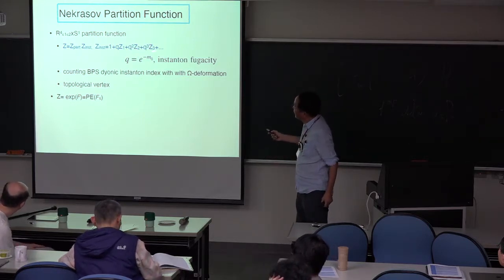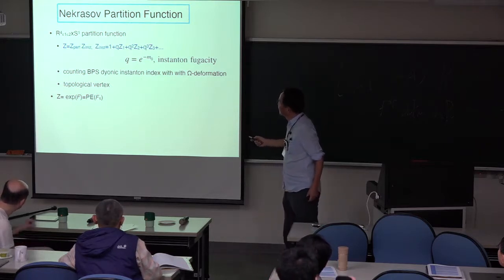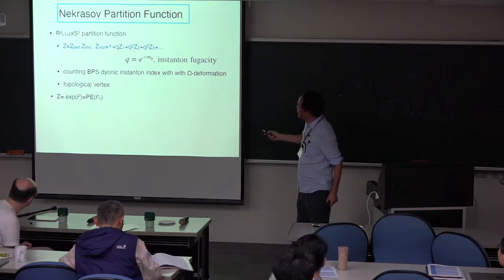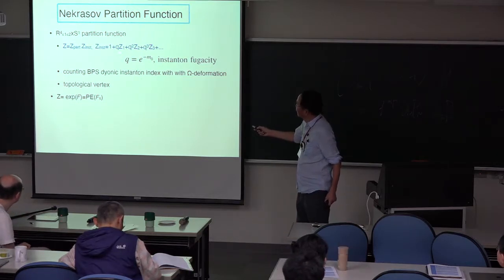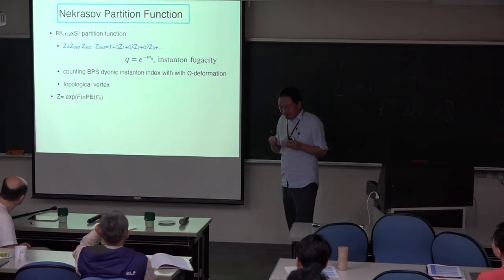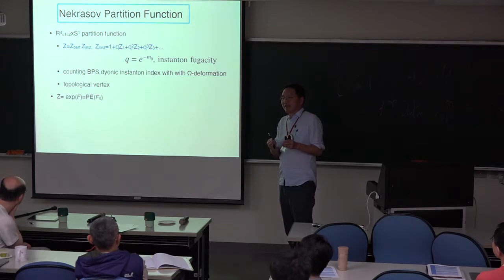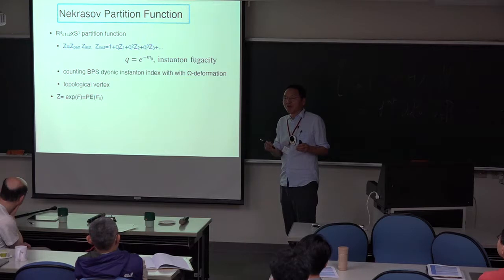And then this partition function on R4 cross S1 can split into a perturbative part and instanton parts. So the instanton parts are the one-instanton, two-instanton contributions, and the zero-instanton part. Basically, they are counting massive charged objects in the Coulomb phase, massive BPS objects. In the perturbative part, the key contributions are W bosons and also massive hypermultiplets.